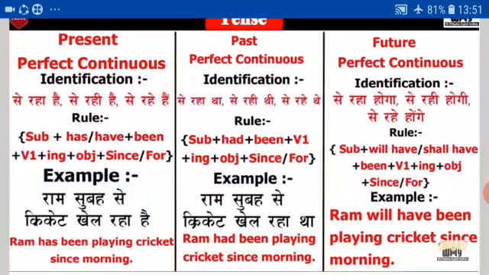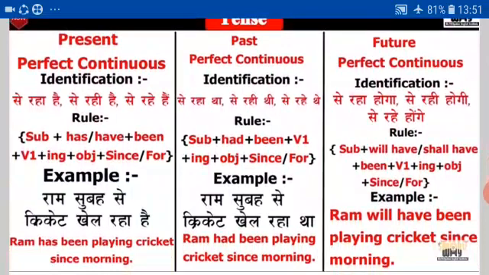For negative sentences, we have to use not after had. Ram had not been playing cricket since morning. Here, if the time is indefinite, then we have to use for, and for definite time we have to use since. Remember this point, students.